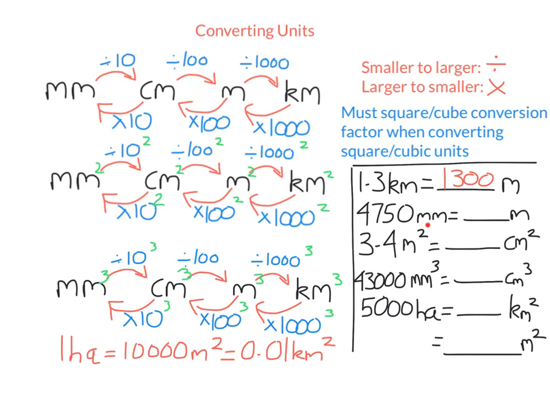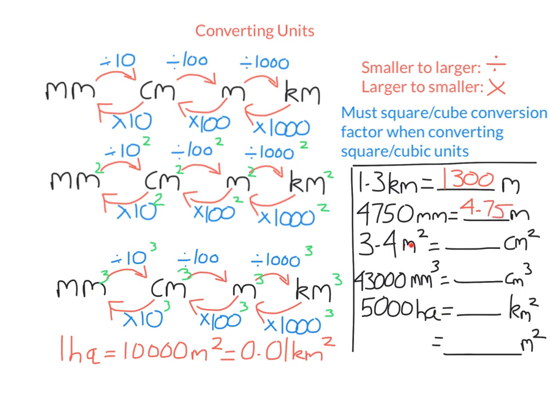In this one, I want to go from millimeters to meters. So millimeters to meters. What I need to do is divide by 10 to get to centimeters, and then divide by 100 to get to meters. So there are actually 1,000 millimeters in a meter. So what I'm going to do here is I'm going to go 4,750 divided by 10. So that's 475 centimeters, and then divide by 100. So 4,750 millimeters is 4.75 meters.